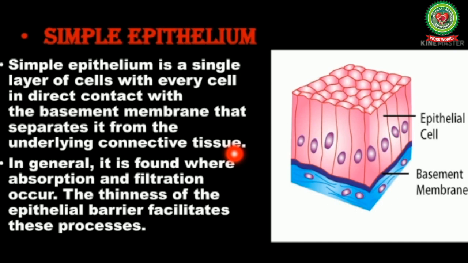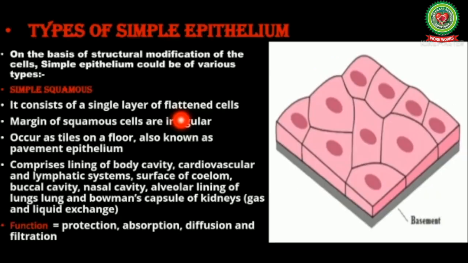Now, let's discuss various types of epithelium in detail. Simple epithelium. As already discussed, it is a single layer of cells with every cell in direct contact with the basement membrane that separates it from underlying connective tissue. In general, it is found where absorption and filtration occur. The thinness of the epithelial barrier facilitates these processes. On the basis of structural modifications of the cells, simple epithelium could be of various types.